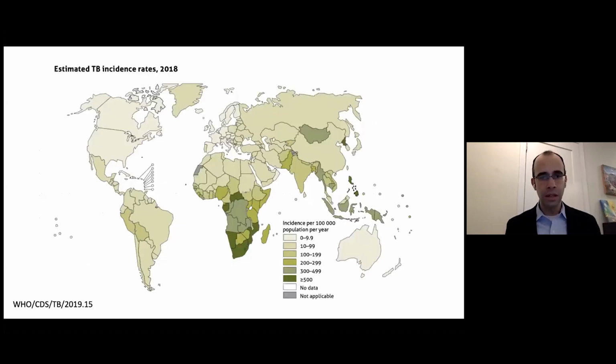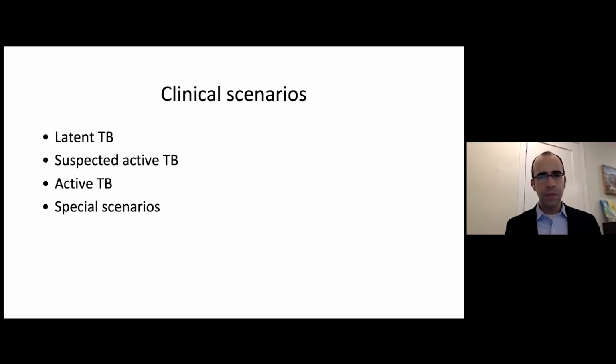So huge burden. Here you can see just visually the incidence rates for active tuberculosis in 2018. I just want to point you to actually the second lightest green, the 10 to 99 incidence per 100,000 population per year. So actually here in the US, our CDC guidelines state that anybody from a country that has greater than 20 per 100,000 incidents per year is a high risk patient in terms of having acquired TB disease while living there. Now, just moving on to the clinical scenario.